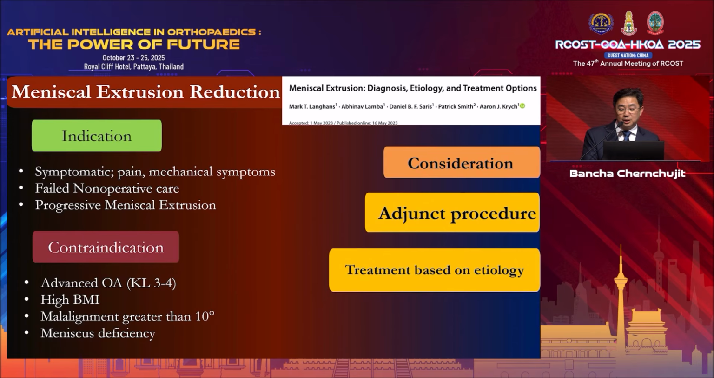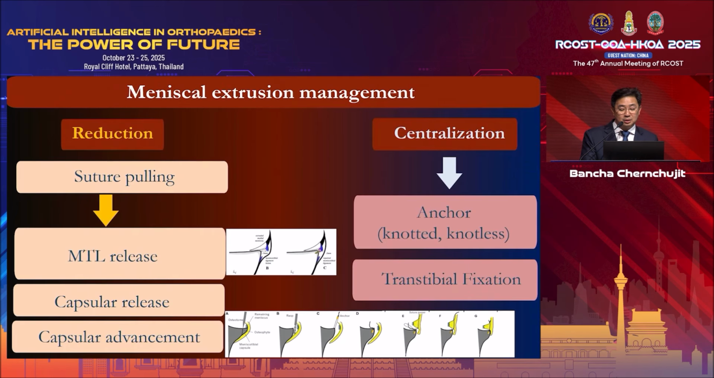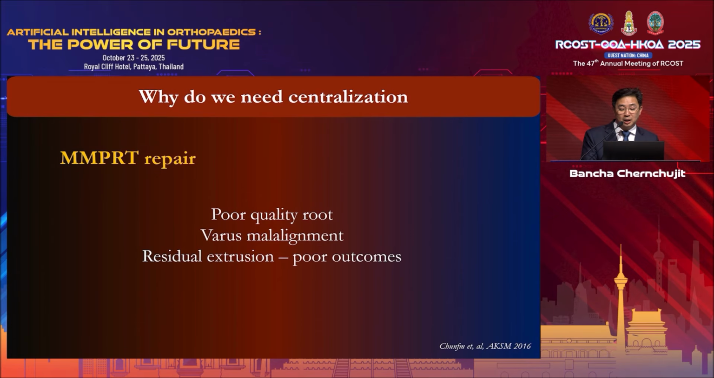So, meniscus extrusion. The indications for reduction are symptomatic pain or mechanical symptoms, failed conservative treatment, and progressive extrusion. The contraindications are advanced arthritic change like KL 3 or 4, high BMI, malalignment, and no meniscus. Reduction techniques start from simple pulling, MTL release and capsular release, capsular advancement, and centralization. You can fix by anchor or transtibial, okay?